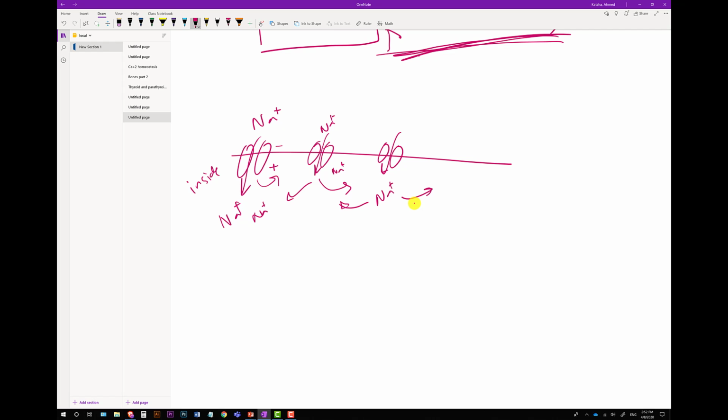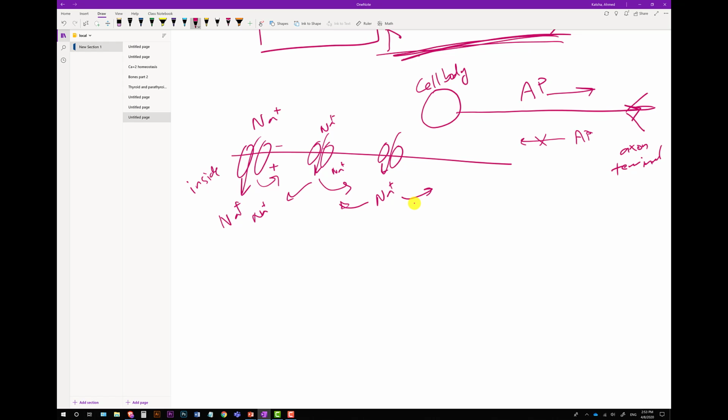Now, the difference is that, as I said earlier, action potential is going only one way, from the cell body, this is the cell body, toward the axon terminal. These are axon terminals. So action potential travels only one way. We don't have an action potential that goes backward. This does not happen. So we need to understand why action potential is always traveling in this direction, from the cell body toward the axon terminal. And that's what we are going to deal with now.